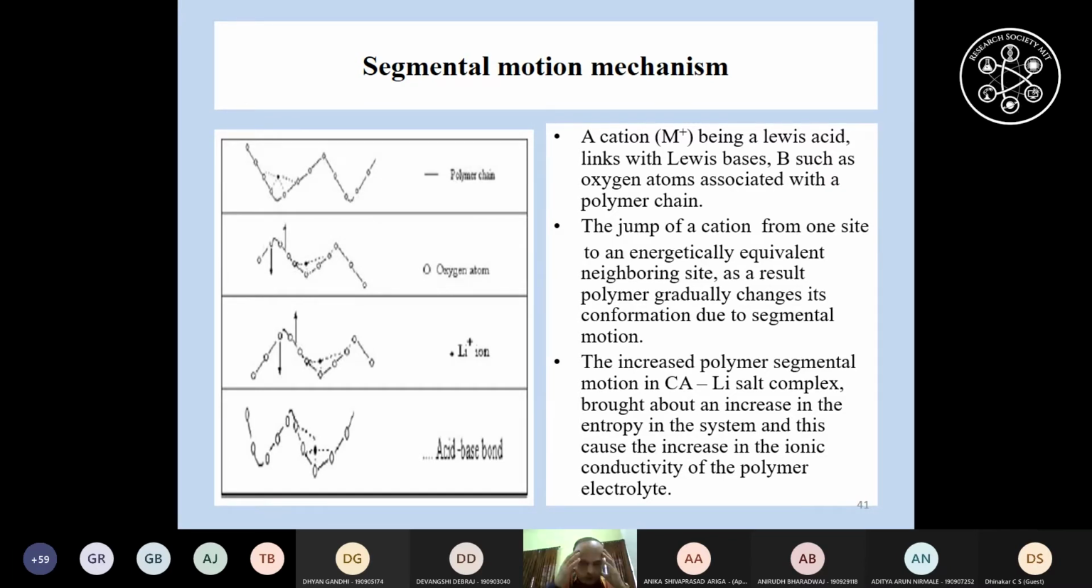We can't know whether this mechanism has actually taken place, but you have to justify your statement. These are the reasons why the conductivity is enhanced. Otherwise, it is of no use, and a reviewer may ask, what is the proof? How has it been enhanced? This segmental motion mechanism was developed long back, right? I bring that as my proof of the concept. I didn't develop this segmental motion mechanism. I have taken it for this explanation.